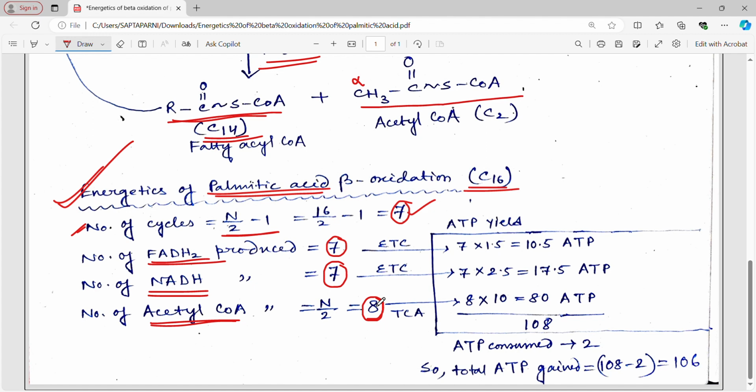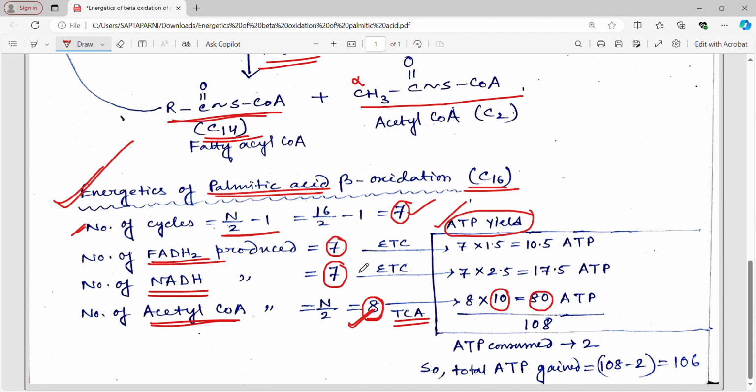Now going to the energetics. First of all we will look into the ATP yield. How many ATP will be formed in a complete beta oxidation of palmitic acid? These 8 acetyl CoA go to the TCA cycle, or citric acid or Krebs cycle. And we know that from 1 acetyl CoA in the TCA cycle a total of 10 molecules of ATP are produced. So from 8 acetyl CoA obviously 80 molecules of ATP will be produced.